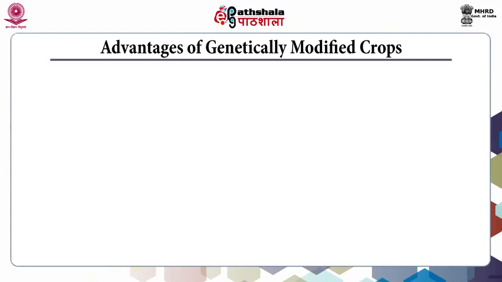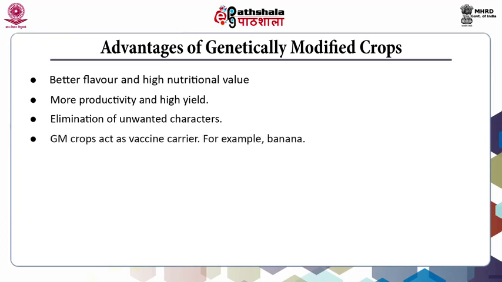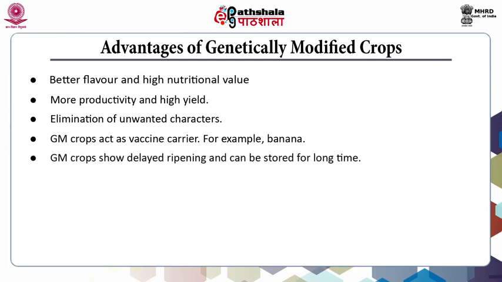Now, what are the advantages of genetically modified crops? They have better flavor and high nutritional value. Productivity is high as well as yield. Certain unwanted characters have been eliminated. GM crops act as vaccine carriers, for example banana. They show delayed ripening and can be stored for a longer period. Virus and herbicide resistant plants have been developed.